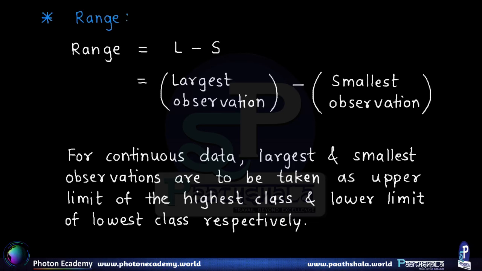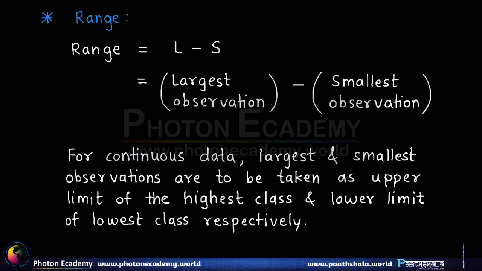Now let us study the first measure of dispersion, which is range. The range is defined as L minus S, which stands for the largest observation minus the smallest observation. So for raw data or discrete data, we can easily spot which is the largest observation and which is the smallest observation. So there's no problem to calculate the range.